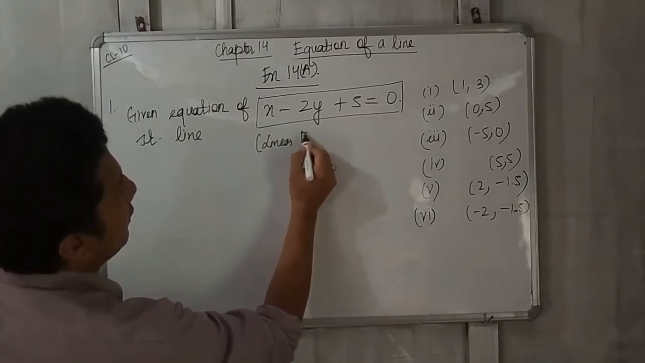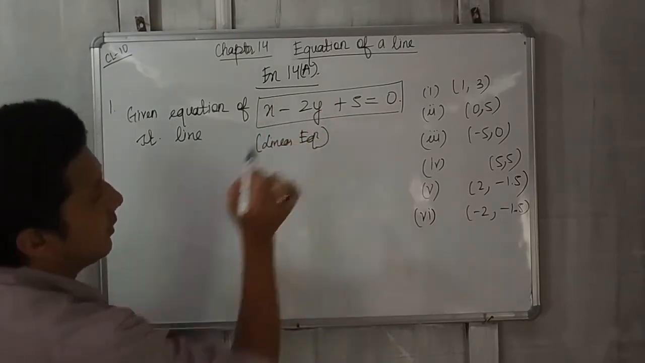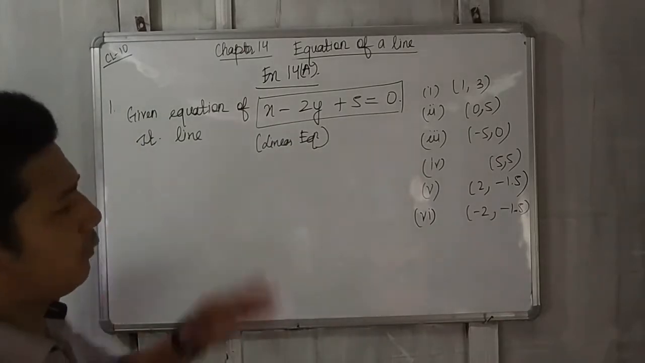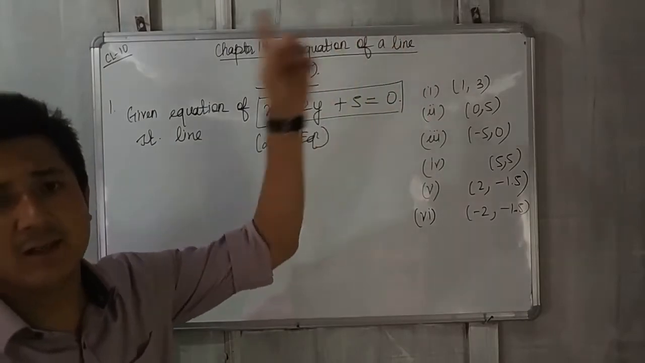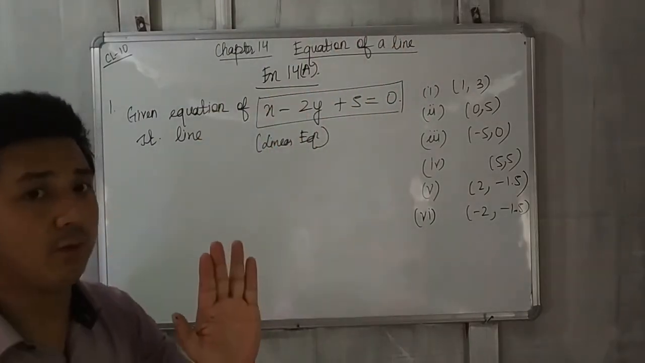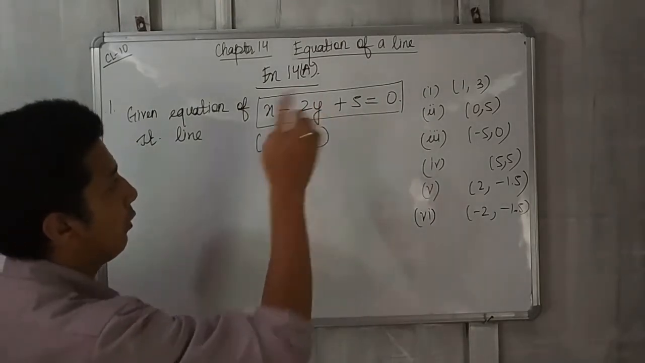Linear equation. Why linear equation? Because the power of the variable out here is 1. Please remember this point, boys. All the equations of a straight line, or a line, will always be linear equations, not quadratic equations. In a quadratic equation the power is 2, but in a linear equation the power will always be 1.